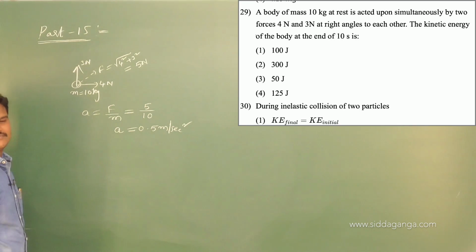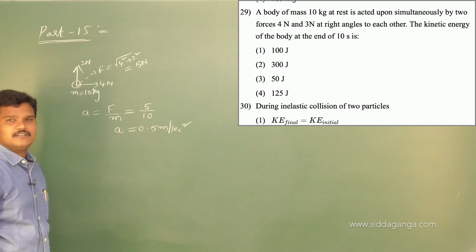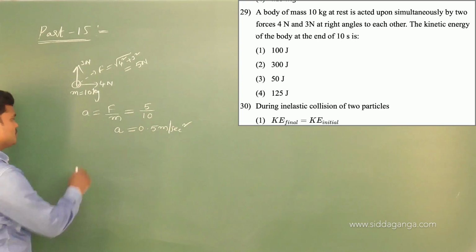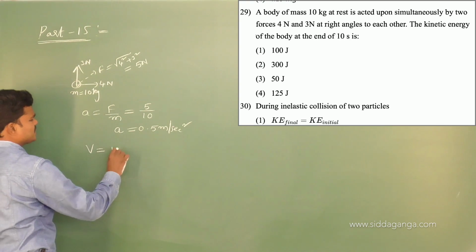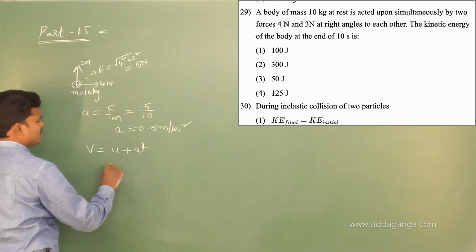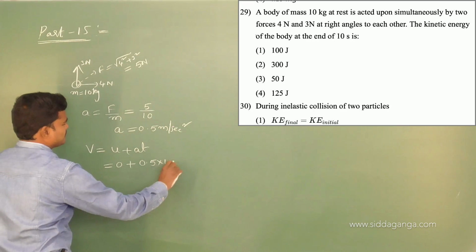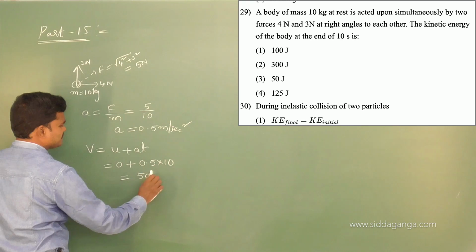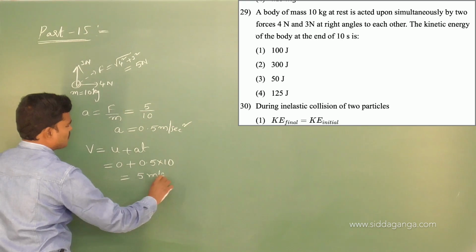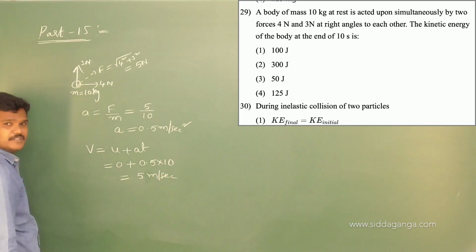Once we know the acceleration of the body, we can find the velocity of the body at the end of 10 seconds. So, velocity of the body at the end of 10 seconds is u plus at. Anyhow, u is 0, a is 0.5, t is 10. Then how much is it? Velocity of the body is 5 meter per second.